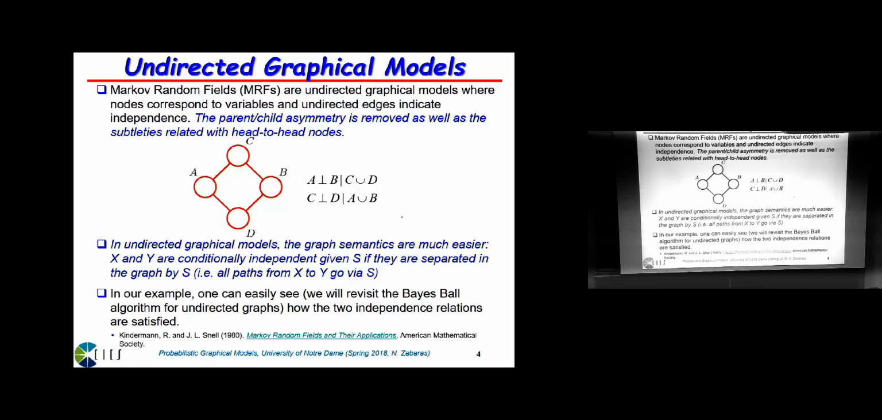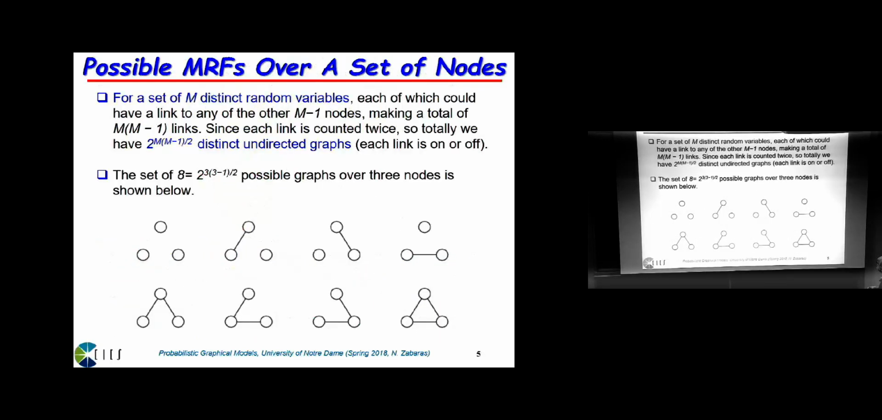So you don't have this explain away thing we had with the fork independence that we showed in directed graphical models. So here, if you apply the Bayes ball algorithm and you pass through a path of nodes, that immediately defines the conditional independence relations for this graph. All right, a very simple calculation.